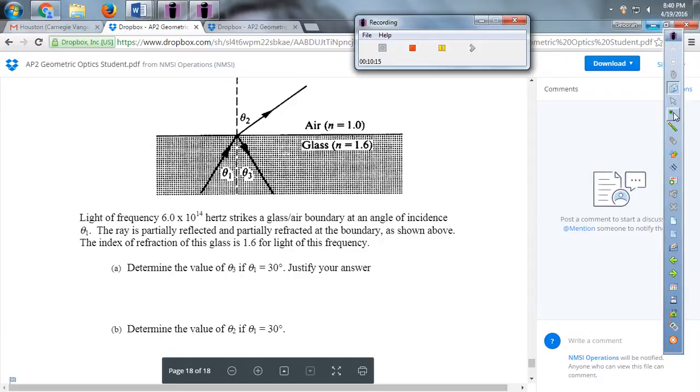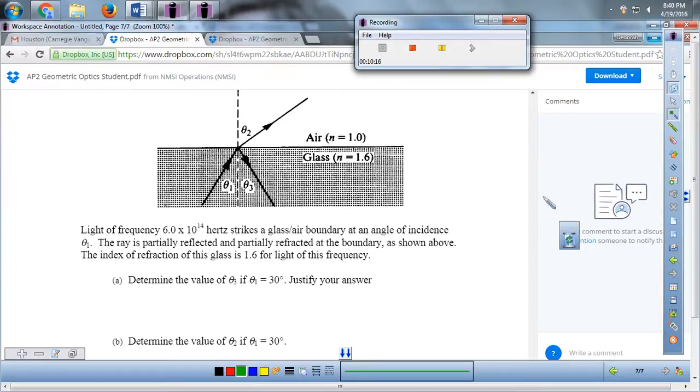Okay, so this one says light of frequency 6 times 10 to the 14th hertz is coming up through the glass, hitting the air, and then going back. Alright, partially reflected, partially refracted at the boundary as shown above. Index of refraction for glass is 1.6. Alright, so they want to know what is theta 3 if theta 1 is 30.